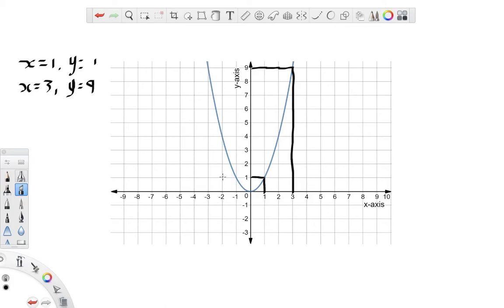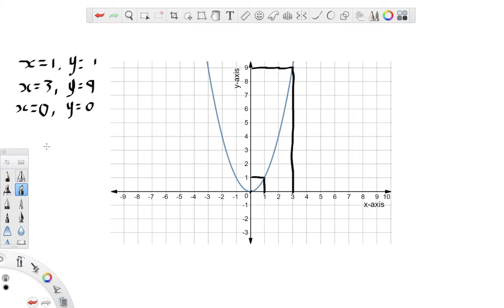Okay, what about x is equal to 0? Well, we find 0 on our x-axis, which is here, and the graph, or the line, isn't moving up or down there, so y is also equal to 0.